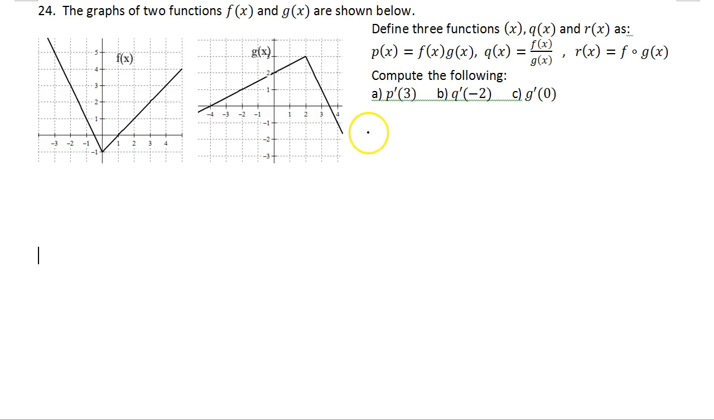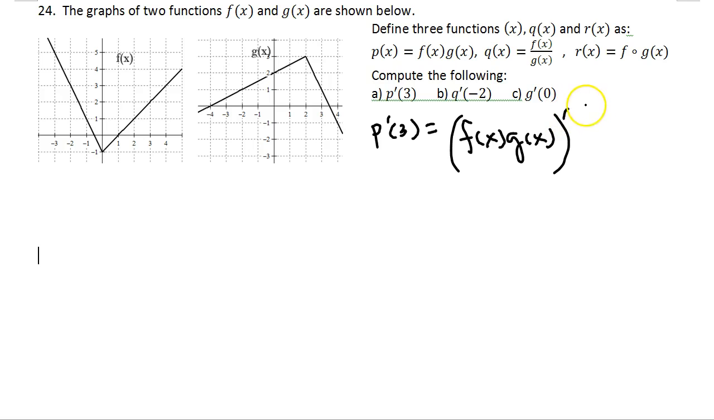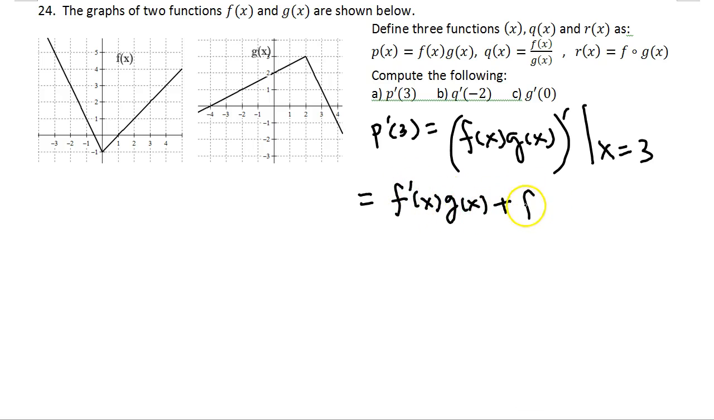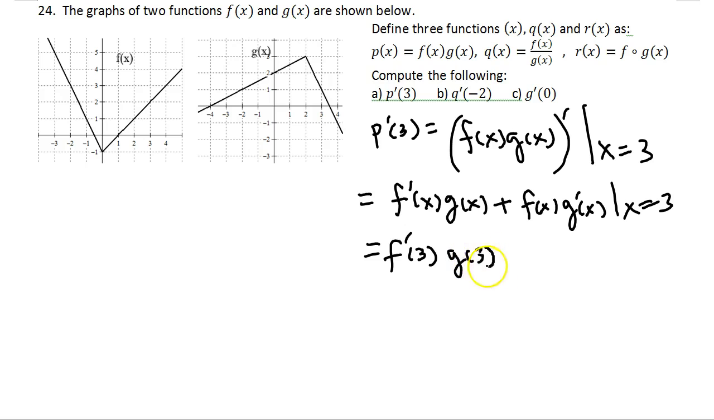Let's think about p prime of 3. What's p prime of 3? That means you have to differentiate f(x) times g(x), and then after differentiating you have to plug in 3 into it. Since it's a product, you have to use the product rule, so it's f prime of x g(x) plus f(x) times g prime of x. And then you're plugging in 3, so you have f prime of 3 g of 3 plus f of 3 g prime of 3.